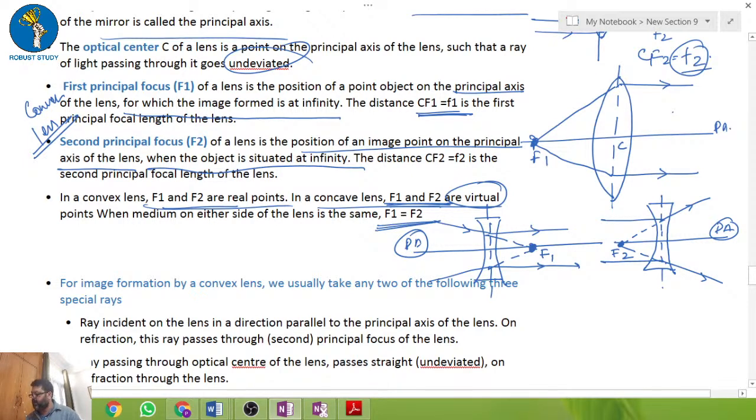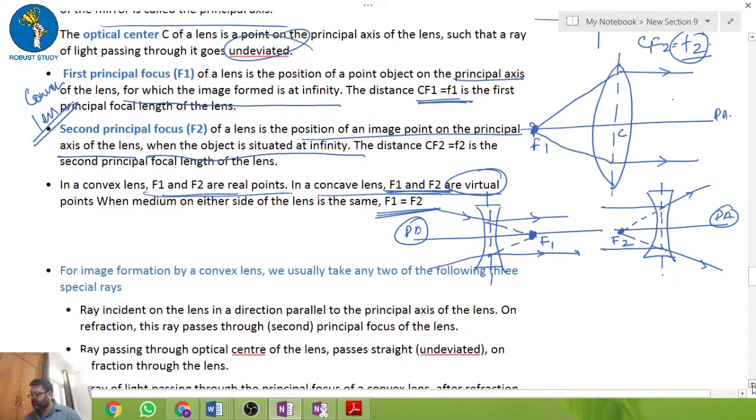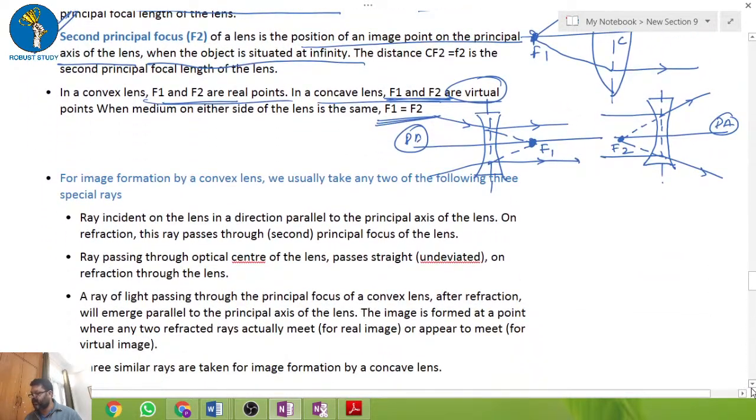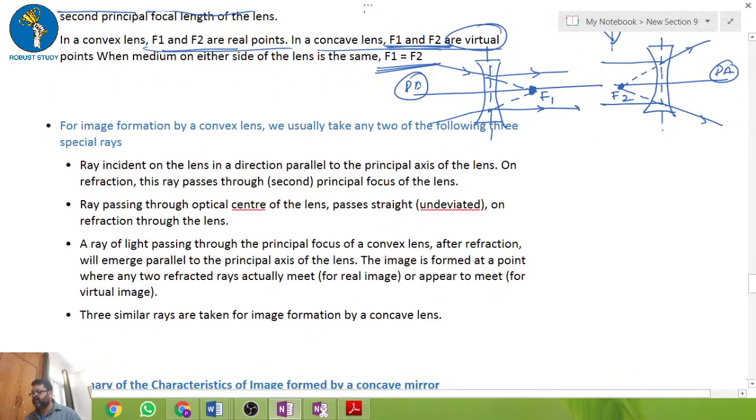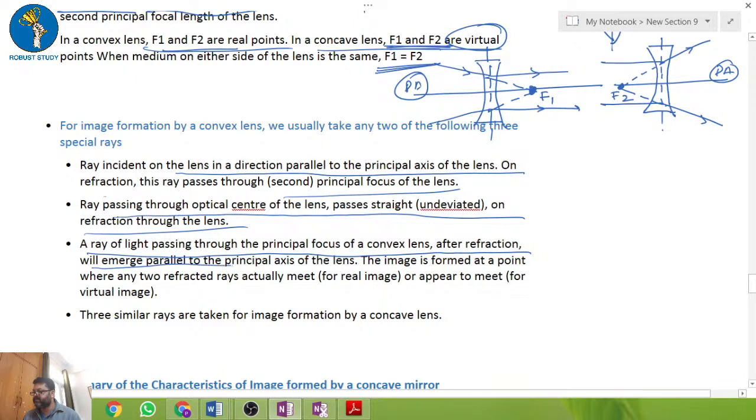Now for the convex lens, they follow three special rules, and any two of these special rays can be used. The first says that rays incident on the lens in the direction parallel to the principal axis pass through the second principal focus. The second says rays passing through the optical center go straight, undeviated. The third says rays passing through the principal focus of a convex lens will, after refraction, emerge parallel to the principal axis.